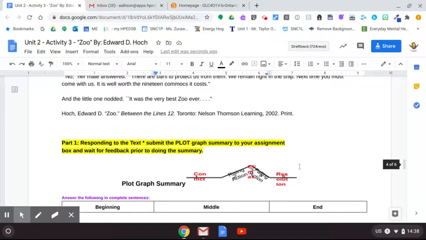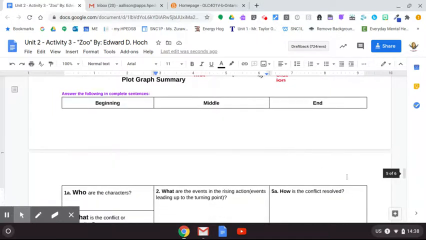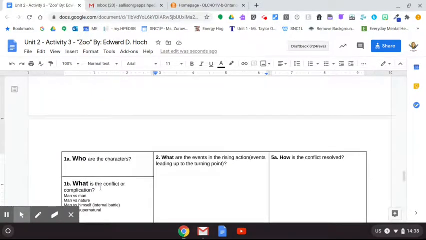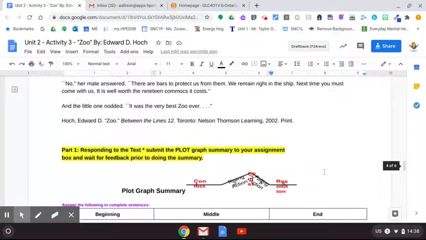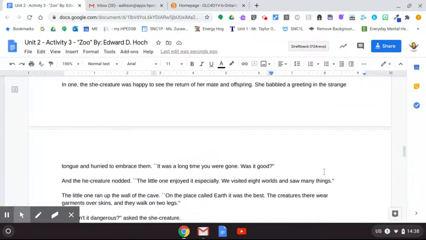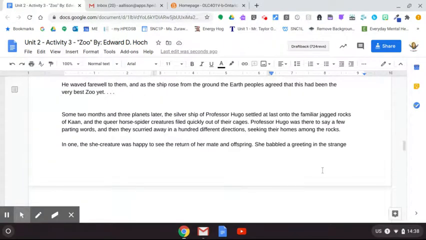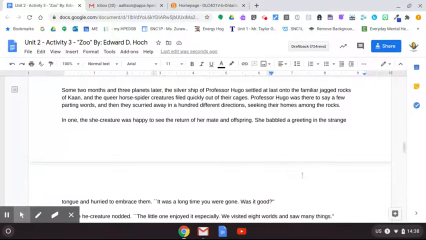So how is the conflict resolved? So the conflict is the people of Earth actually seeing the spider people. So it's resolved when they see them and they're still safe. And then they can think about attending the zoo the next year and tell their friends about it. But there's a little bit more to this story. So let's have a look and try to think about what the theme of this story might be.